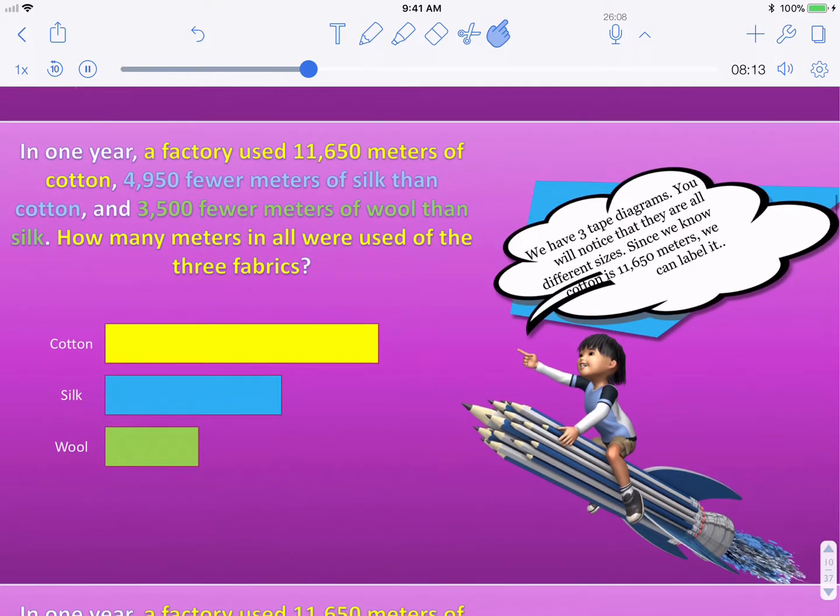So in 1 year, a factory used 11,650 meters of cotton. Look at our cotton bar. Label it. Okay, how do you think the silk is going to look? And how do you think wool is going to look? Go ahead and try to draw it out and see if yours looks like mine when I finish solving this problem. So go ahead and pause it. Fill in where you think the bars need to be filled in, and you can even try to solve it.